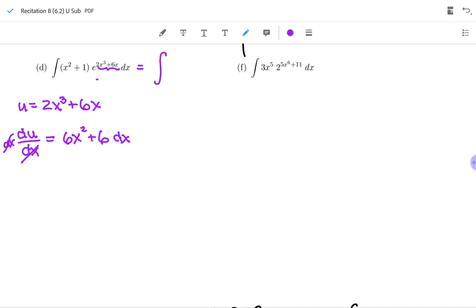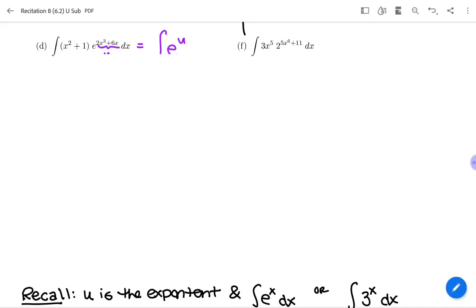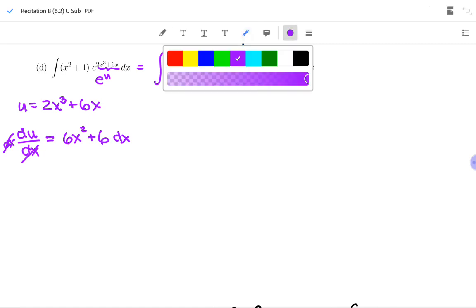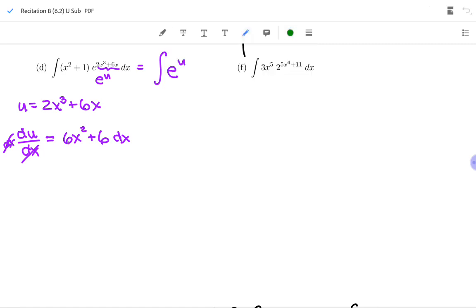My u is up as the exponent, so this is going to sub in as e to the u, which is perfect because that's a nice antiderivative. I don't even have to add 1. That's all e to the u. After you think about what's happening to u, you think about du. So I'm going to switch colors here and make sure I have a perfect du. So I need a 6x squared plus 6 dx.